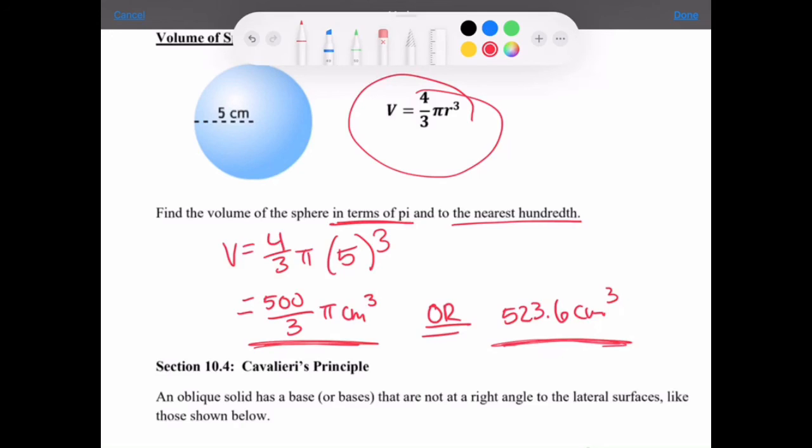All right, this is it for volume. I honestly think it's a little simpler than surface area, so I think you guys should be fine here. Okay?